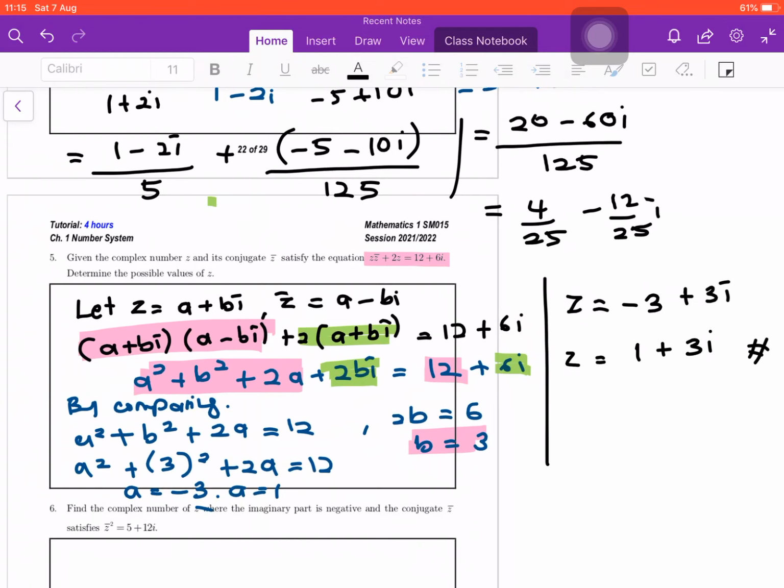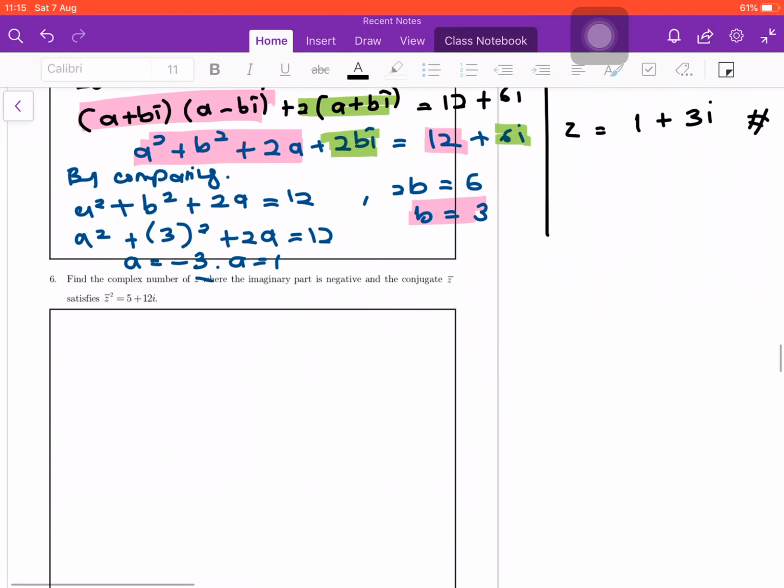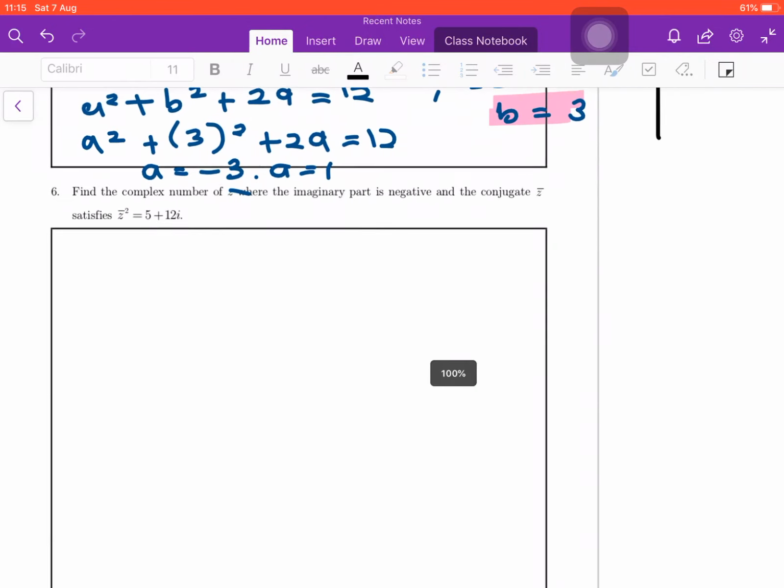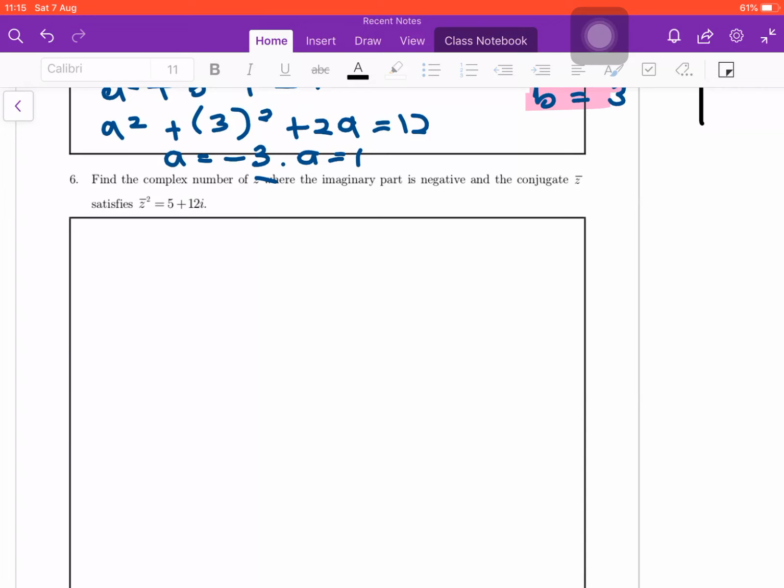So now we are going to proceed on the second one, 6. Question 6. Alright, find the complex number of z where the imaginary part is negative and the conjugate z satisfies z bar square equal to 5 tambah 12i.